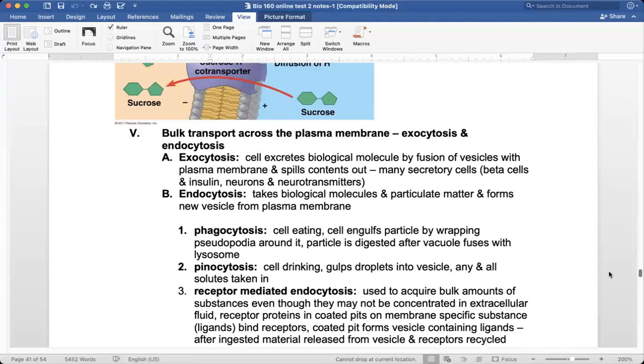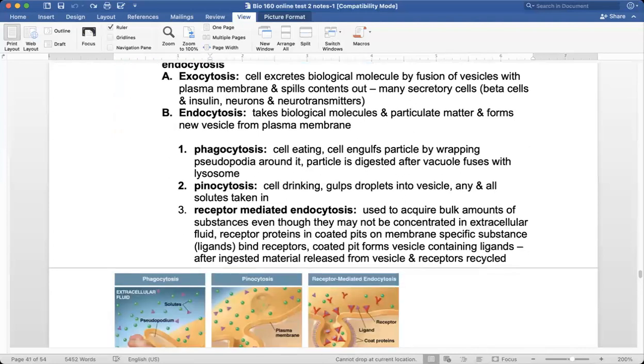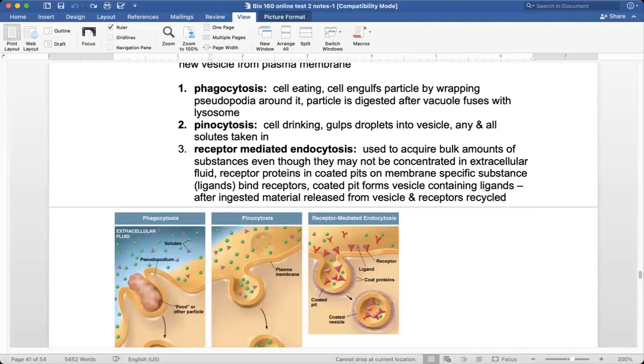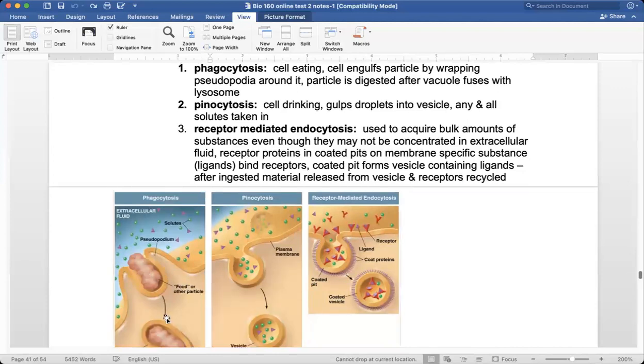Endocytosis is going to take in the bigger stuff. So phagocytosis is the term we use for cell eating. It's going to engulf the large particles. It wraps the pseudopodia around it. So you can see here in this lower picture on the left that it's engulfing that particle around it here, and then it will take it into a vesicle. Pinocytosis is when it's going to be droplets that will be taken in.